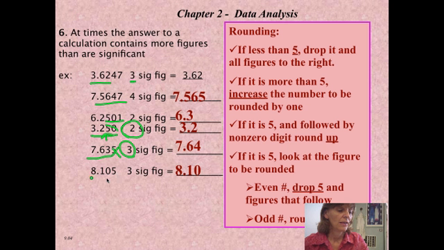Here we've got 8.105 rounded to 3 sig figs. We've already got an even number before the 5 that needs to be rounded off, so we keep it as an even number. Again, we're going to have to practice that.